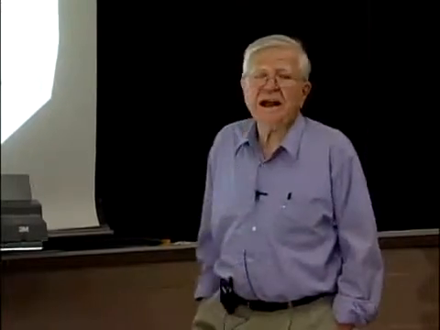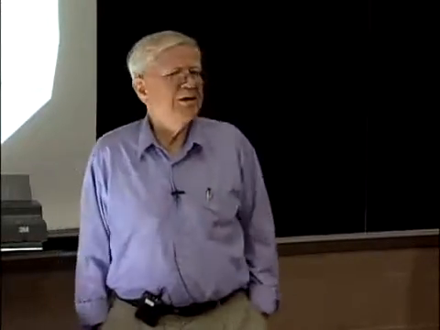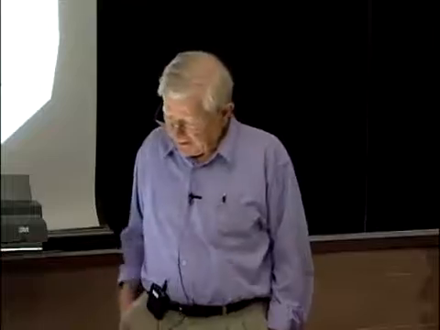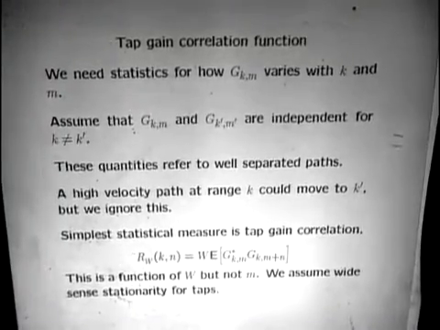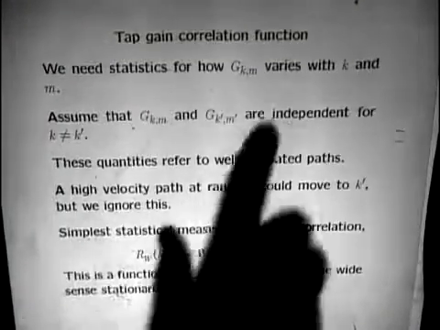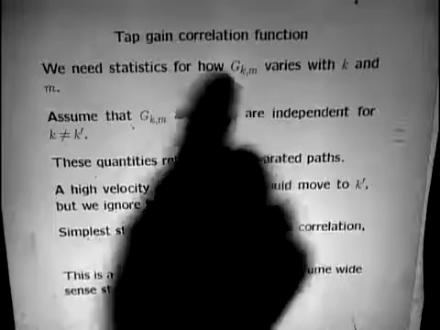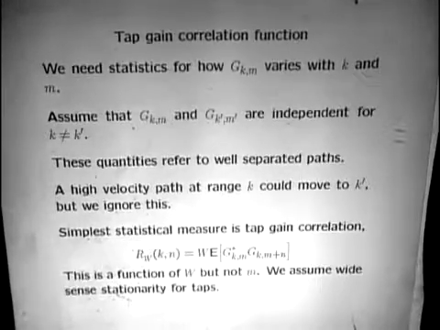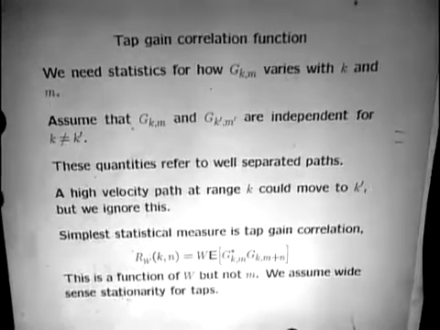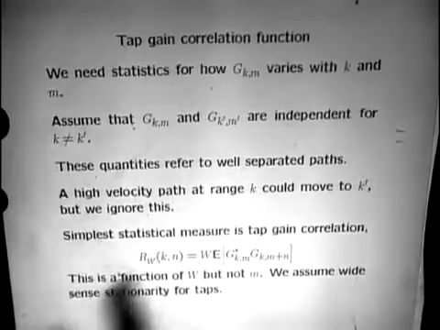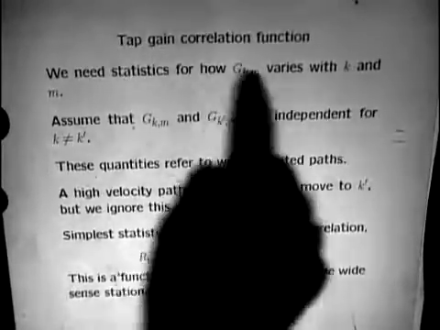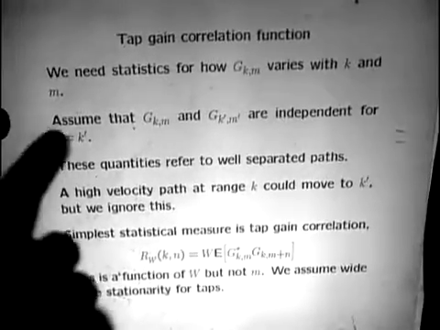Okay. Since we are talking now about a statistical model for these channels, we would like to have something called a tap gain correlation function, which is going to tell us how each of these taps vary in time. That's just the expected value of G_{k,m} and G_{k',m}.